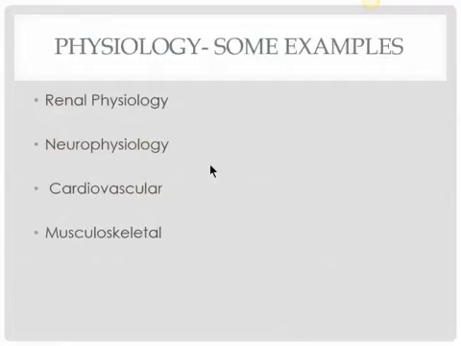Musculoskeletal, as you can see, would obviously be muscles and skeletal systems. So you can have so many other types of physiology. Gastrointestinal physiology, for the gastrointestine, the digestive system. So physiology is the function. So if you know the structure of an organ or the structure of a particular part, it's always easy to correlate the function with it because they go hand in hand.